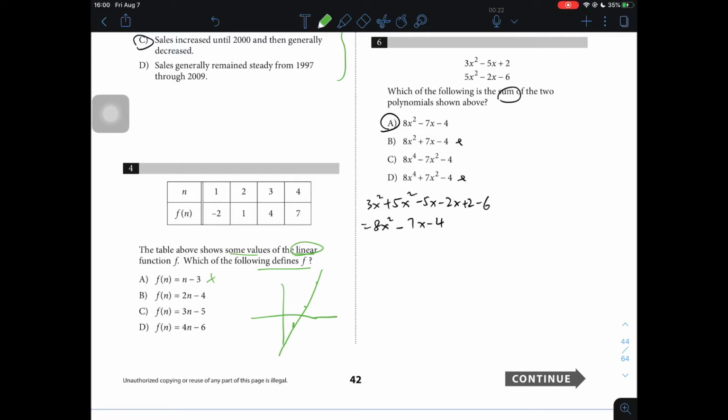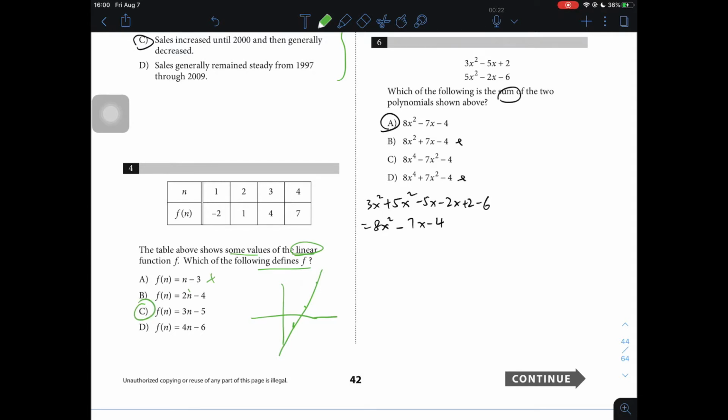So you just plug it in. Plug in 1, it gives you -2. Plug in 2. So it's not correct. So how about C? You have 1, -2, you have 2, that gives you 1. So the answer is C. Yep, you just plug it in.